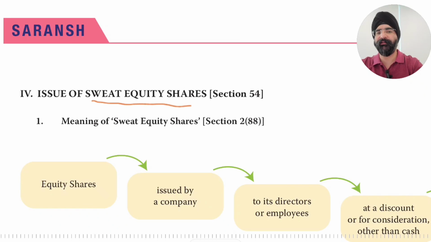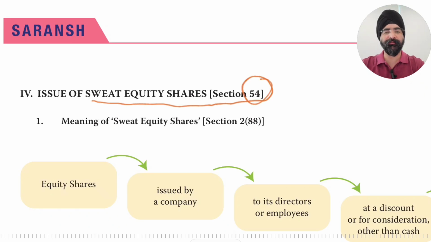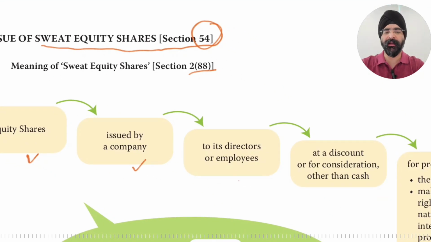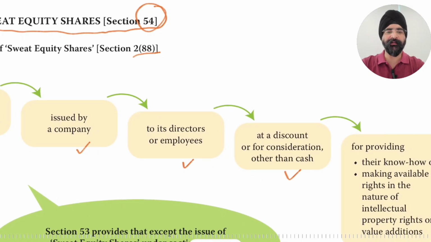Issue of sweat equity shares, section 54. Now what is the meaning of sweat equity shares? It is given in subsection 88. What is happening here is, there are equity shares. These are issued by the company to whom? These shares are issued to directors or employees of the company. Then they are issued at a discount or for consideration other than cash.